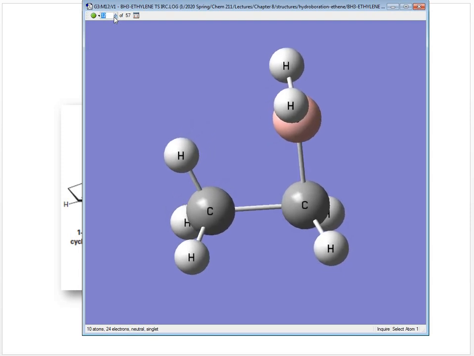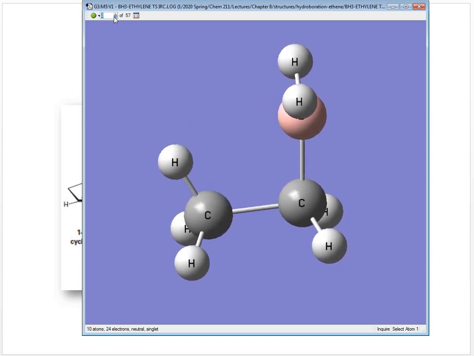And BH2 and H are added to the same side. So that's the reason why we have syn addition, or same side addition, of BH2 and H. Later, in the second step, hydrogen peroxide plus OH minus is going to change this BH2 into OH. That's the reason why OH and H will be on the same side.